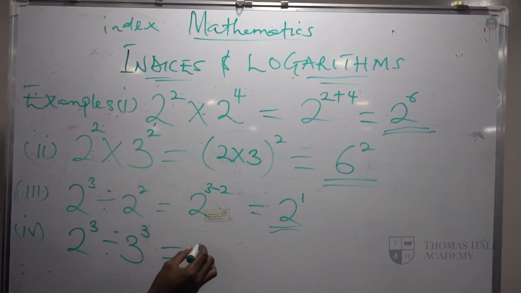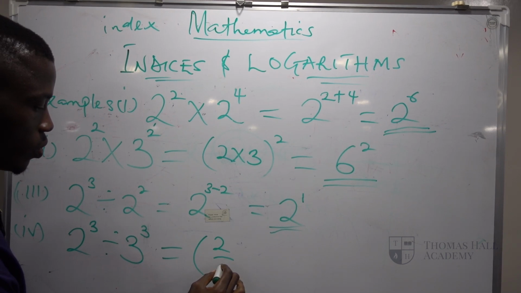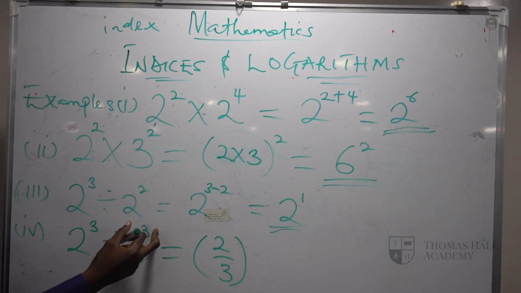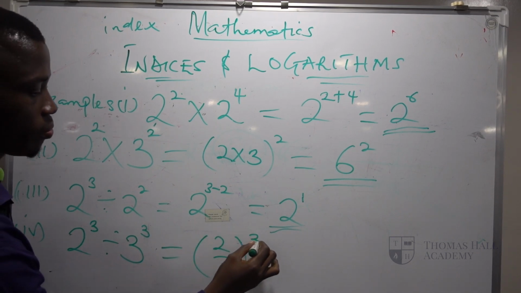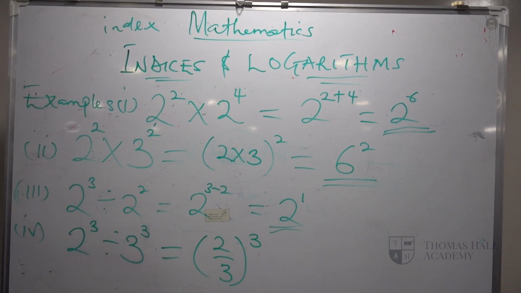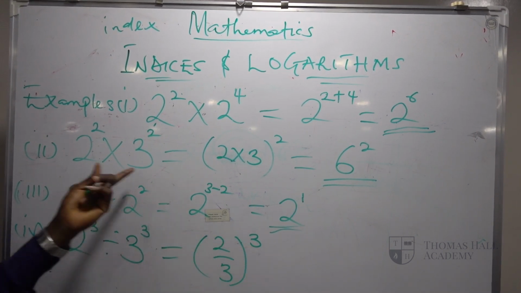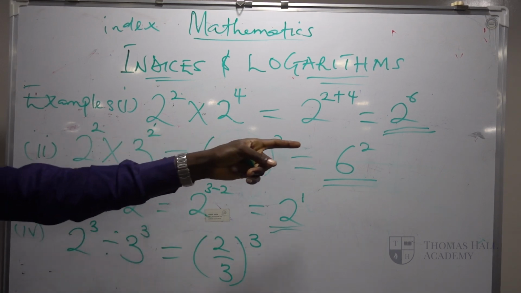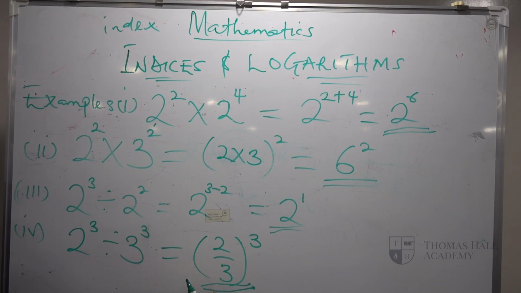Now, this one becomes 2 all over 3 in brackets. The powers are the same, then you pick one power. The bases are different, yes, 2 all over 3, but the powers are the same. You pick one power, just like we did here, the bases are different, 2 times 3, but the powers are the same. This is what your final answer should look like.